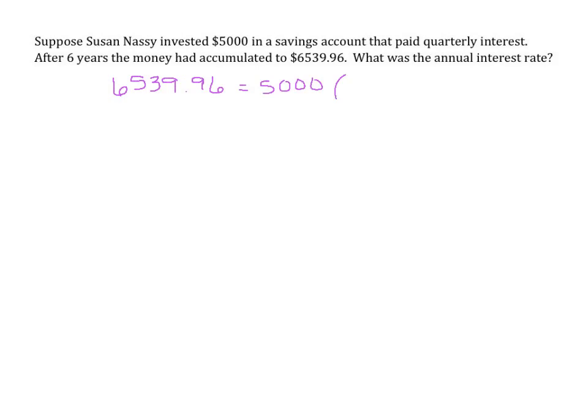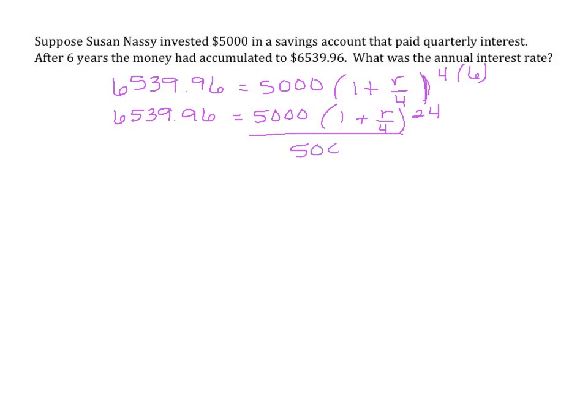To continue our formula, we'd have 1 plus the rate over, we're getting quarterly interest, so 4 times per year, to the power of 4 times 6 years altogether. So 6,539.96 equals 5,000 times 1 plus r over 4 to the 24th power. Alright, so let's divide by 5,000 here.